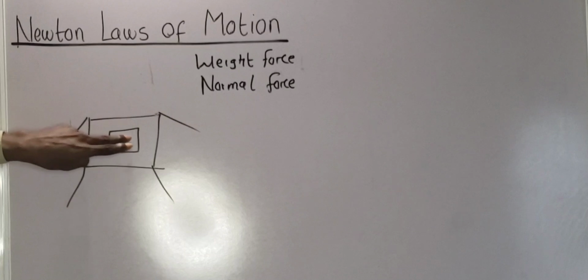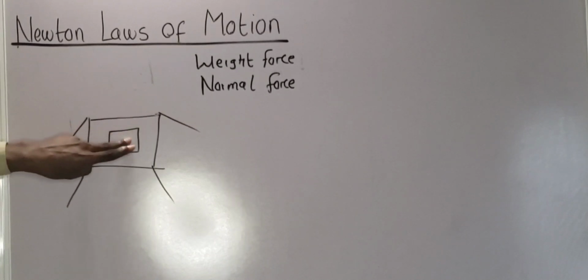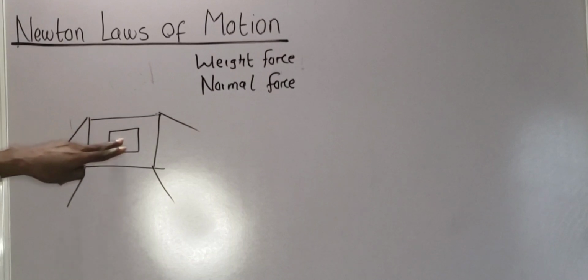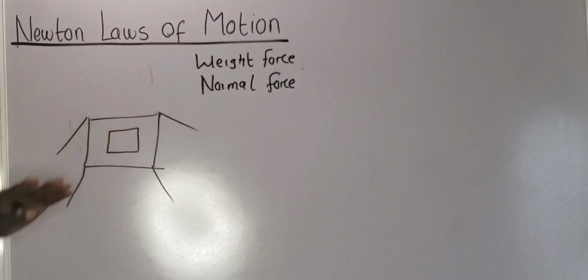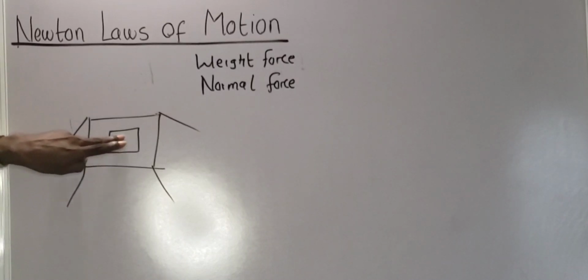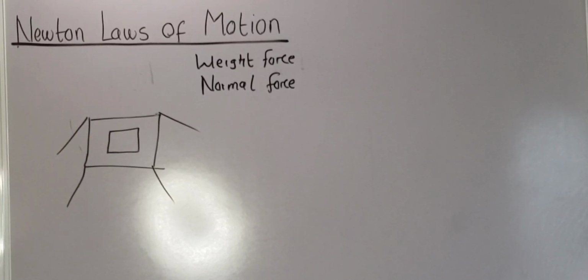So the weight force is acting upon this box, and there is another force that is keeping this box balanced. That force is what? The normal force. The normal force is the force that this table exerts on this box to make it balanced. You know, for an object to be at a stationary point, the net force of that object must be equal to what? 0. That is a balanced force. The force must be balanced.